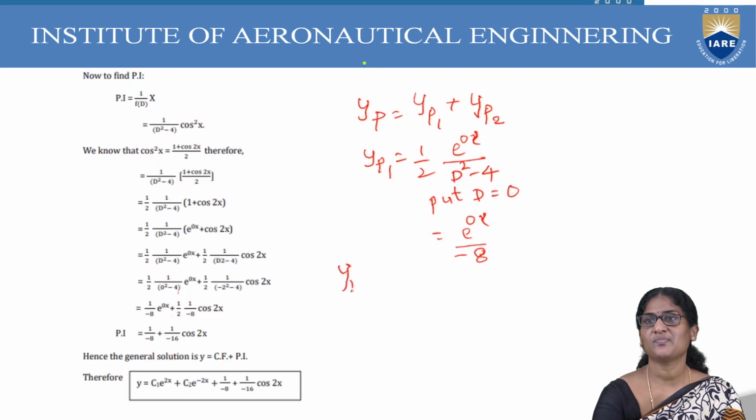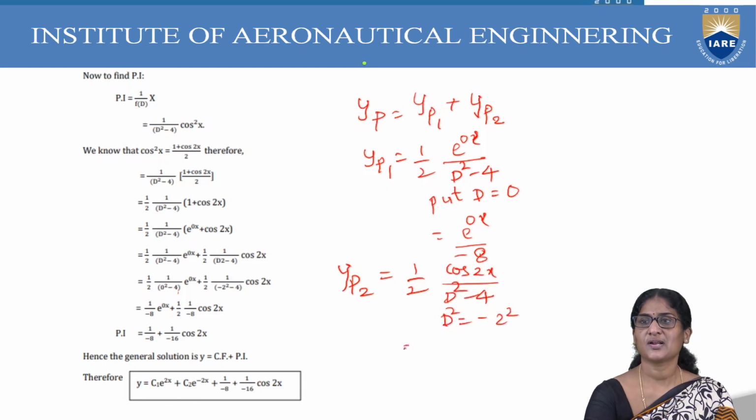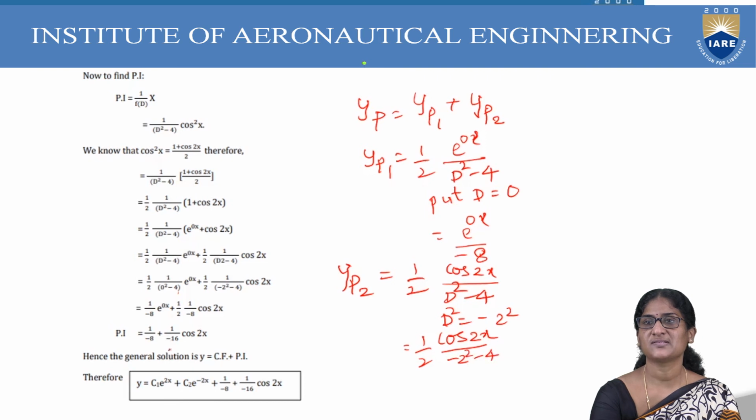Now next is the yp2 value. Yp2 is 1 by 2 cos 2x by d square minus 4. So what is the procedure? Put d square is equal to minus 2 square. So what are you going to get? 1 by 2 cos 2x by minus 2 square minus 4, which is nothing but minus 1 by 16 cos 2x.